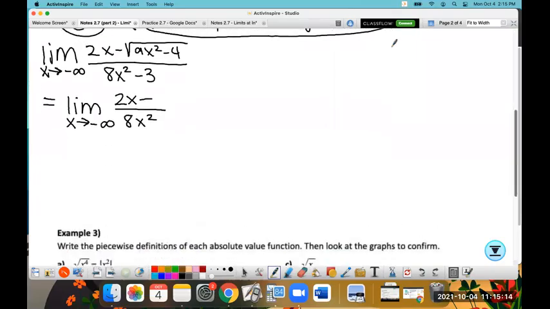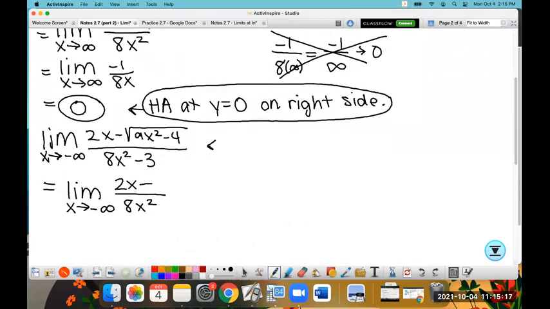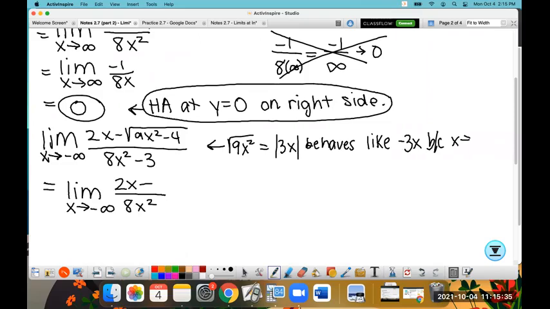So what does our radical 9x squared behave like? And why does it behave like negative 3x? Yep. Because x approaches negative infinity, which is negative. So I'll use my negative 3x there.